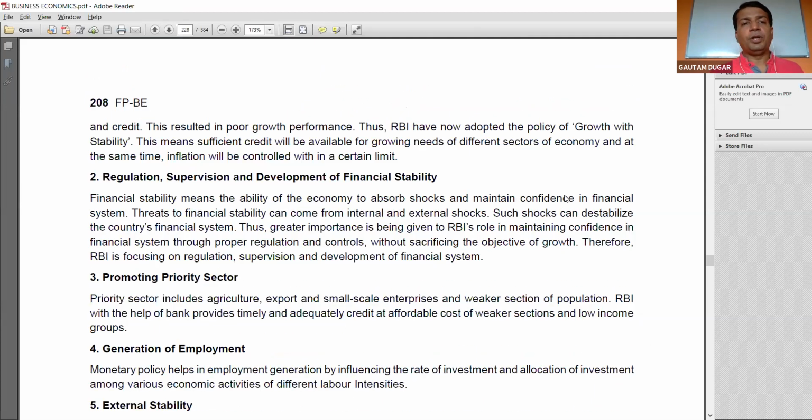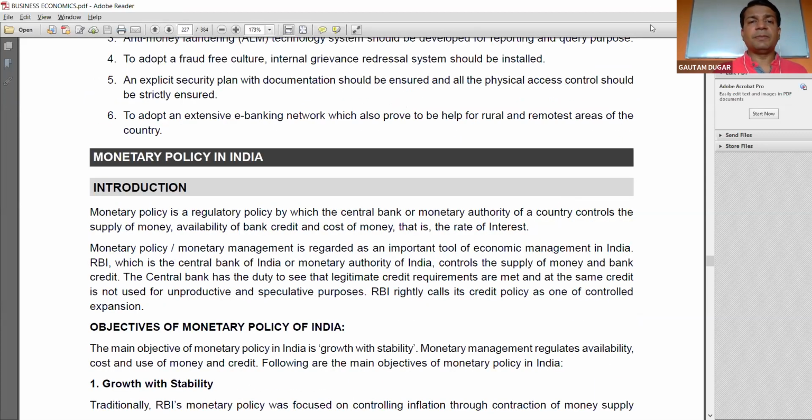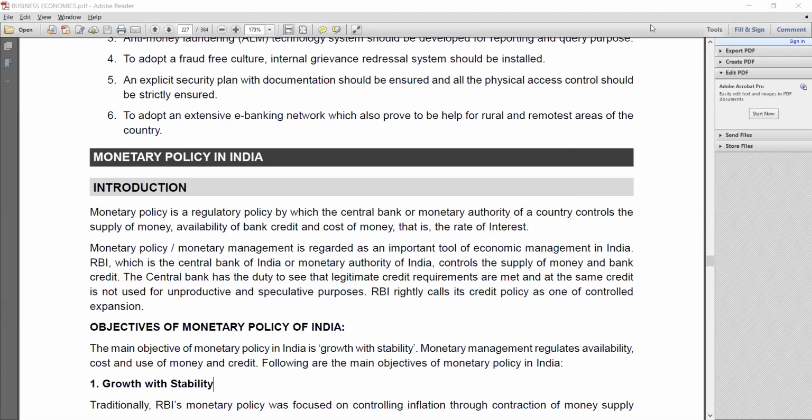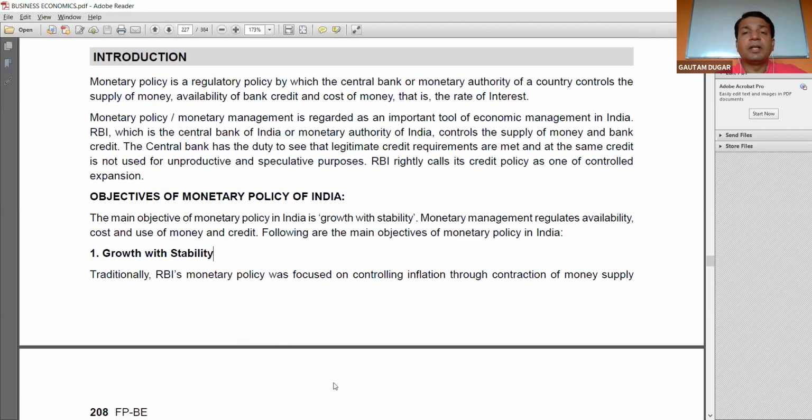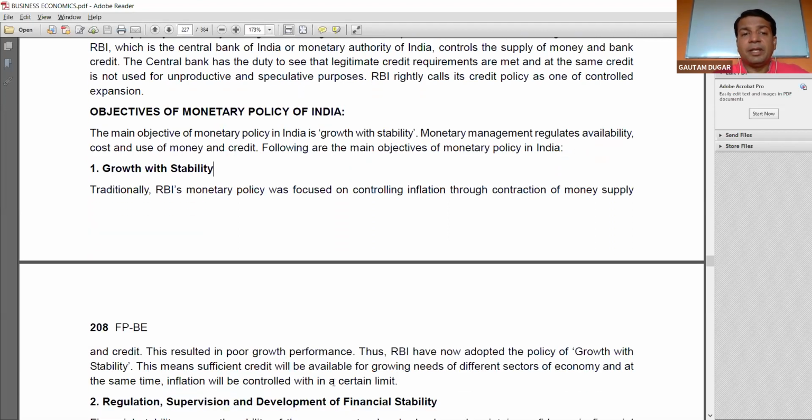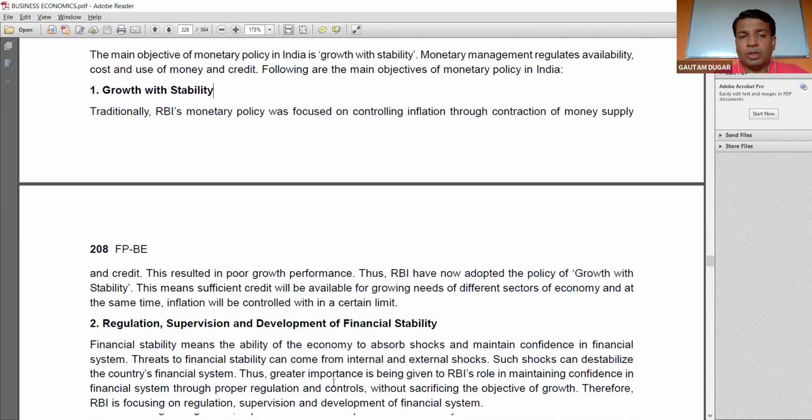Monetary policy. Monetary policy is given by the Reserve Bank of India. Right. This can be a short MCQ again. Next, monetary policy is given by the RBI. What are the objectives of the monetary policy? Growth with stability, that is controlling inflation and maintaining the stability of the economy, is an important objective.